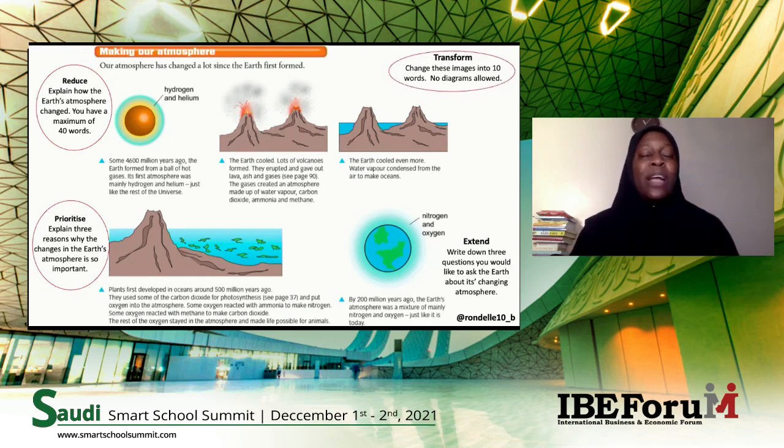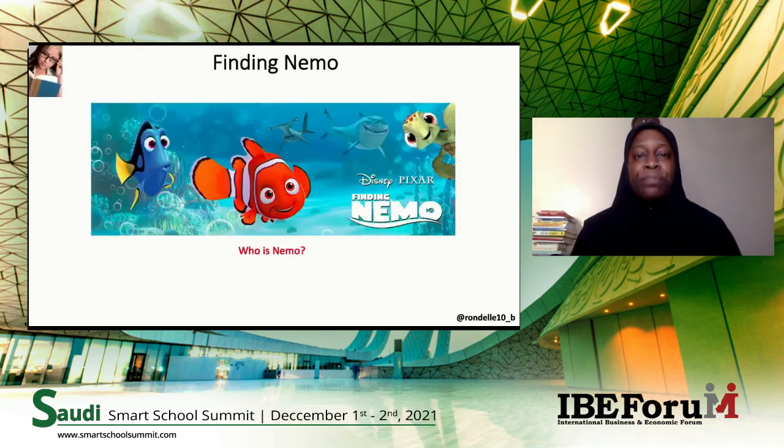You could ask them to transform those images into just 10 key words or extend it. So there are lots of different ways in which you could actually use text to get your students to demonstrate their learning and engage with it. Now, you can pose questions in various ways.